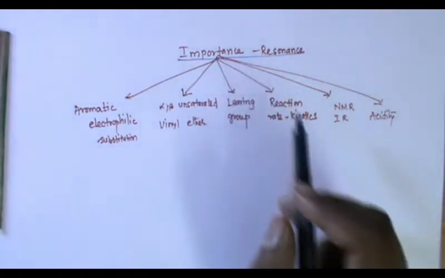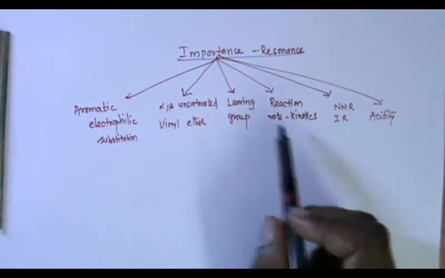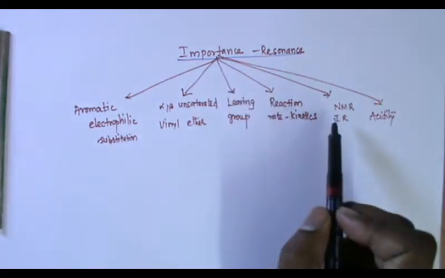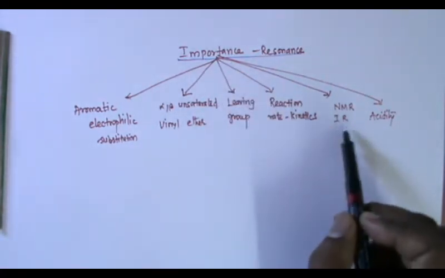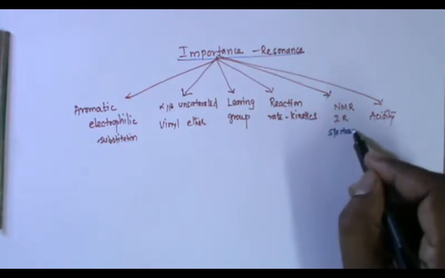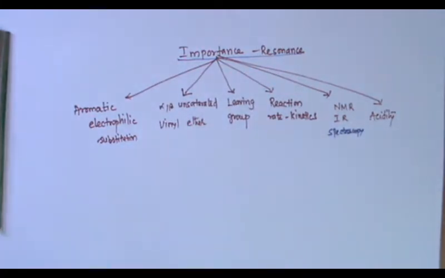How the resonance effect affects the kinetics, the rate of the reaction, how it is getting affected because of this resonance. That is the next topic. Then it also affects NMR and IR spectroscopy. So we are going to discuss that. The last one, acidity of the compound.